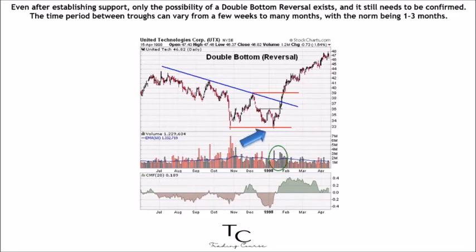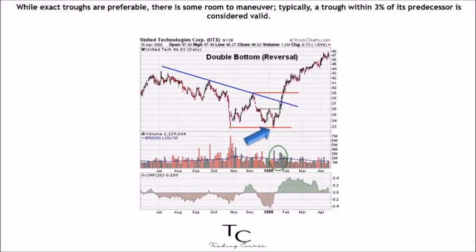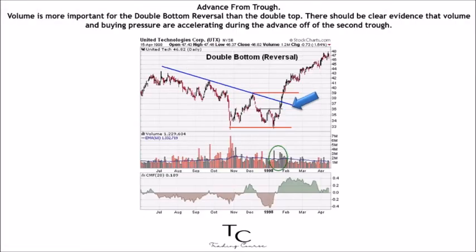The time period between troughs can vary from a few weeks to many months, with the norm being 1 to 3 months. While exact troughs are preferable, there is some room to maneuver. Typically, a trough within 3% of its predecessor is considered valid.